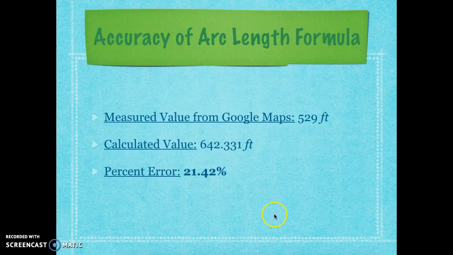So over here we can see how accurate the arc length formula was for this particular path. The calculated value, as I mentioned, was 642.331 feet. The measured value from Google Maps was 529 feet. There was a 21.42% error, which is not as small as I would have liked. It is possible that I may not have been exact enough when I was calculating the coordinate points on Google Maps using the ruler tool, or that the quadratic for the fourth parabola may not have been the best fit. Overall, the arc length formula did give a decent estimate of the length of the path.